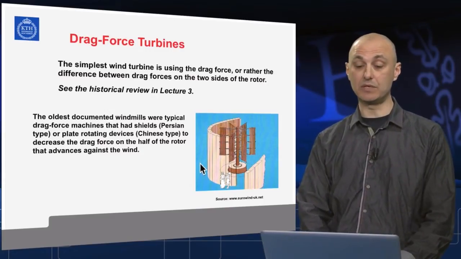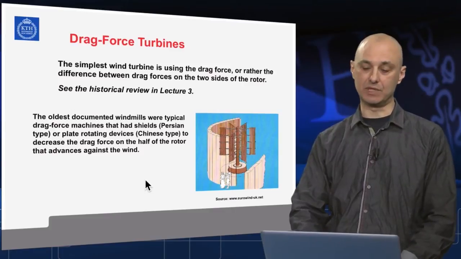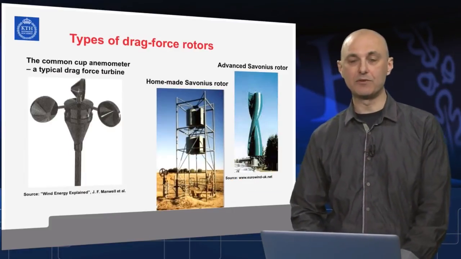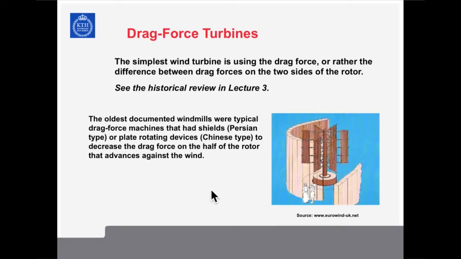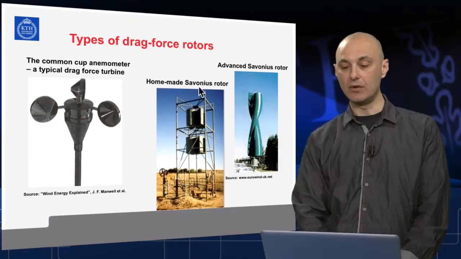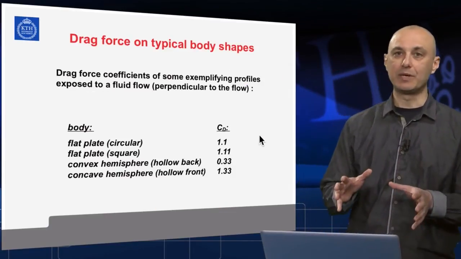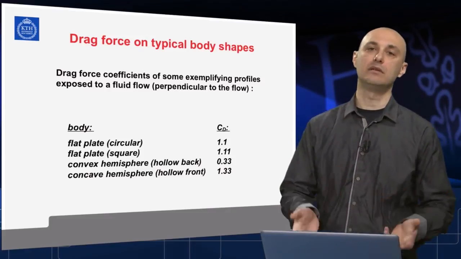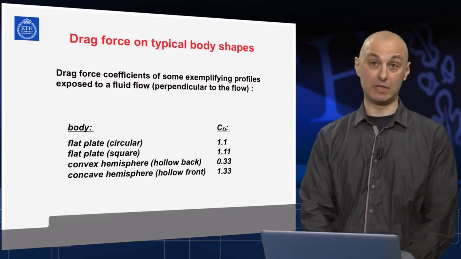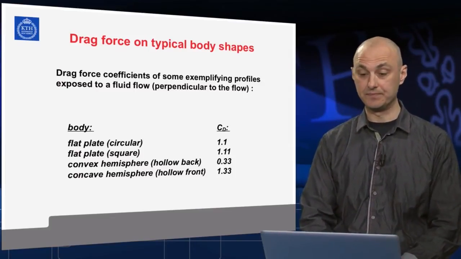There have been also recorded Chinese devices which didn't use shields, but rotating plates here to decrease the drag force on the other side of the rotor. The drag force devices that we do use today are, first of all, the very common cup anemometer. This is how we measure wind speeds. This is a drag force turbine. Or the Savonius rotors. The drag force on typical bodies can be exploited actually to rotate a turbine or to drive a rotor, thus extracting energy from the fluid.